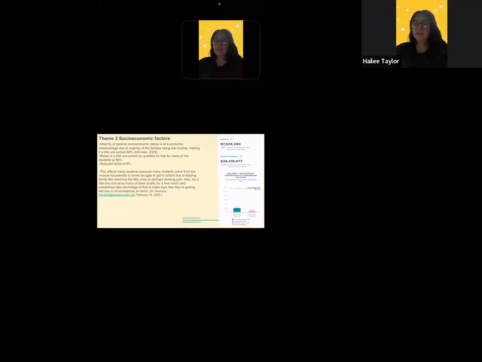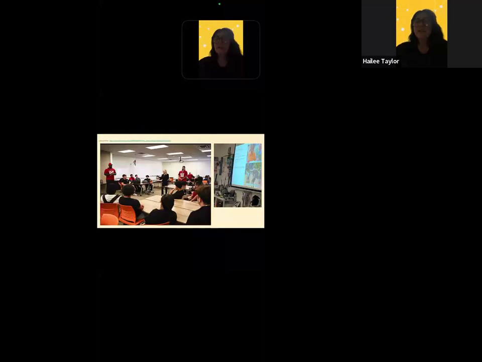Social economic factors, as stated before, this school has a more low income as they don't receive the proper funding. They receive a lower funding at the school, and this affects many of the students for their quality of learning, as many of these students need it. Here's some pictures inside Trevor Brown classrooms.